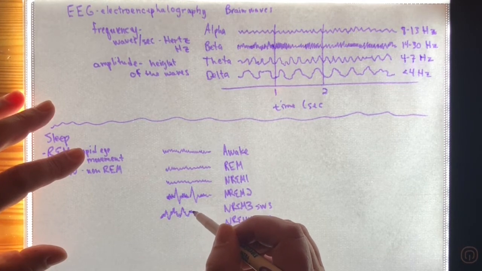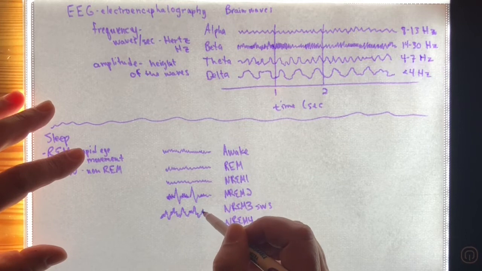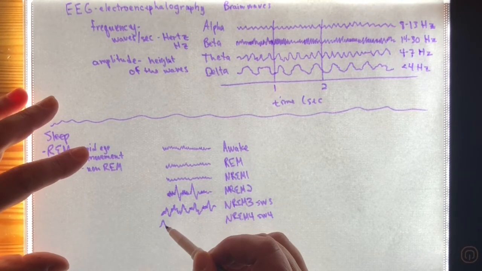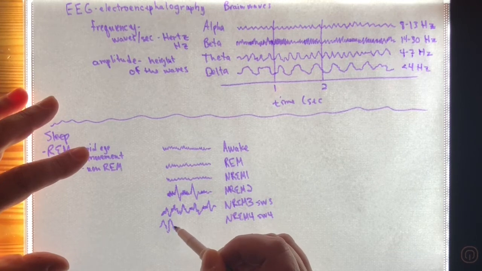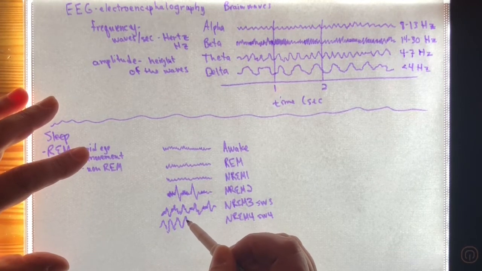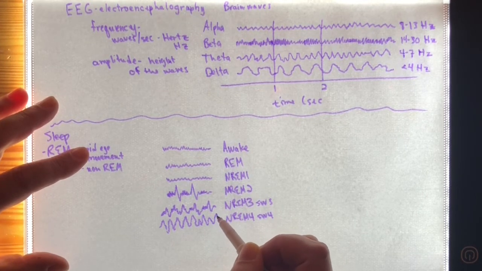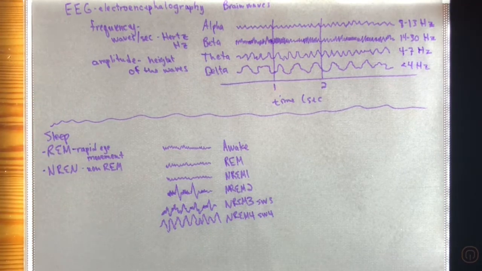Non-REM 3 is going to have what looks to be theta waves, so 4 to 7 hertz, and then non-REM slow wave 4 is going to be delta waves, so fewer than 4 hertz. It's going to be your highest amplitude, and this is your deepest level of sleep. I'm going to be describing and drawing for you a typical night's sleep, if you will, but before I do that, I wanted to say a few more words about each of these stages.